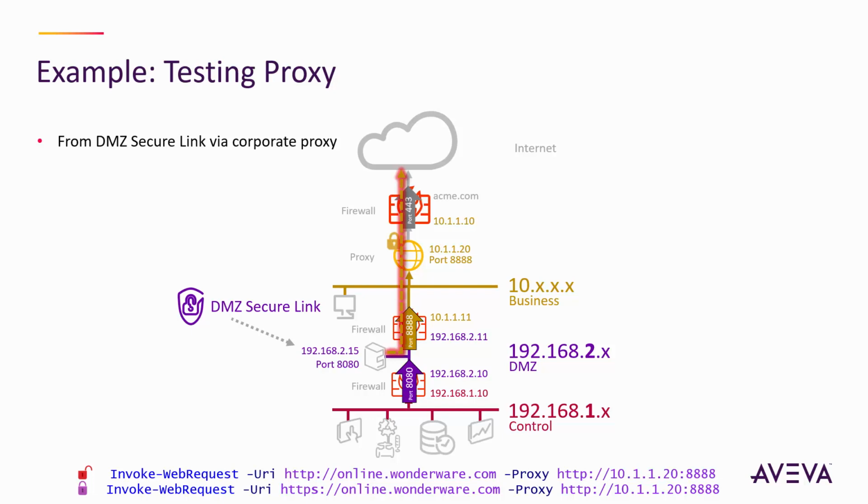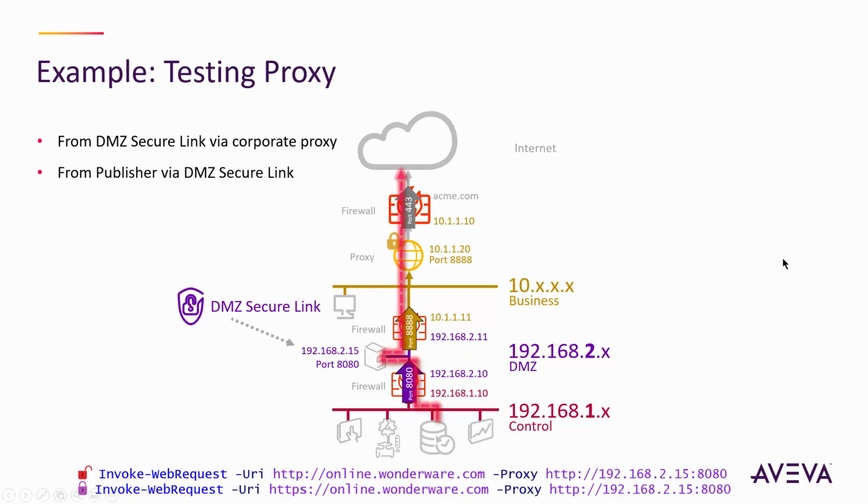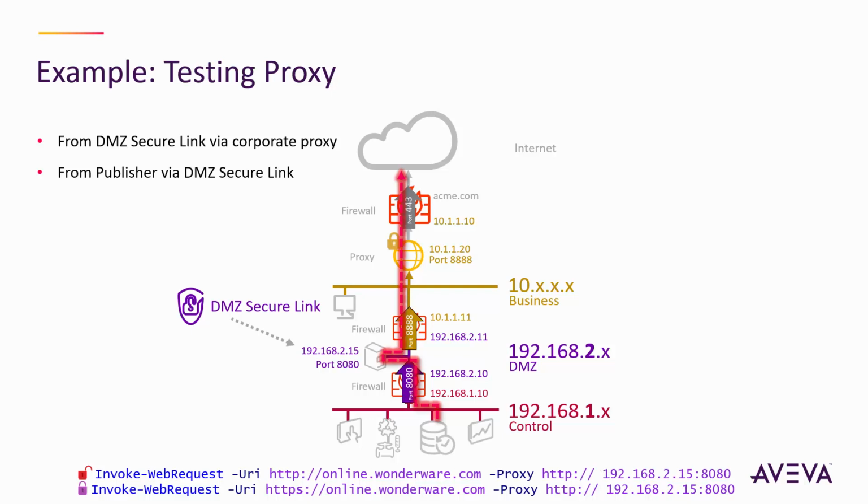This request has two flavors. One is an insecure request. This is just to eliminate the TLS encryption as a potential problem. And then the secure version, which is what actually would be used by the publisher runtime. Then do the same kind of test from the publishing node, referencing the DMZ Securelink node as the proxy. Now, in all of these cases, we're using an explicit proxy configuration to reference the proxy that we intend.